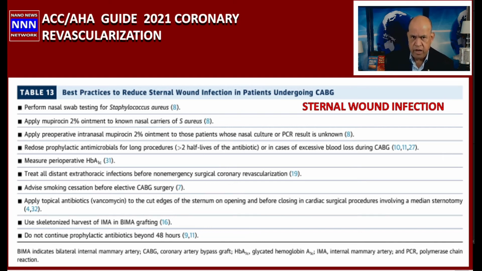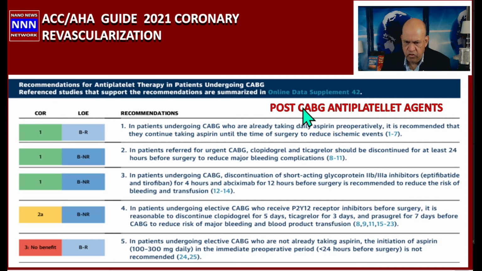There could be a pool of pus underneath that little boil that you see, and that's when we need to bring it to the attention of the surgical nurse or the surgeon so that they can tackle this in the early stages of any possible sternal wound infection. Of course, we have to minimize all these risk factors like diabetes, smoking, post-CABG antiplatelet agents.